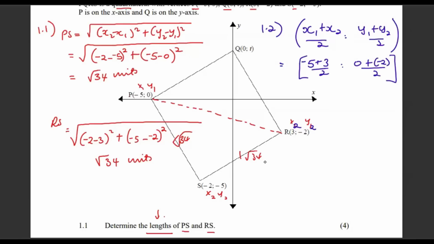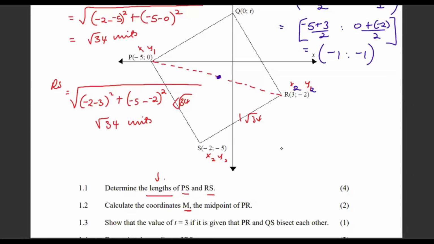Then I'll simplify this further. It's going to give me negative 2 over 2, which is negative 1. That's also a negative 1. So this is my midpoint. It could probably be somewhere there. They are calling this M.